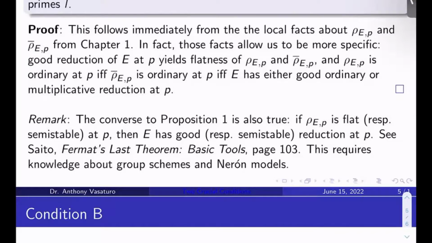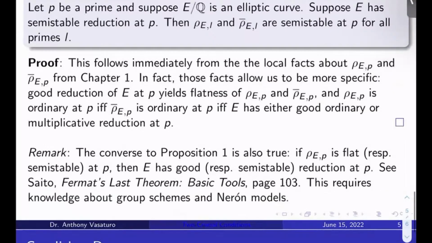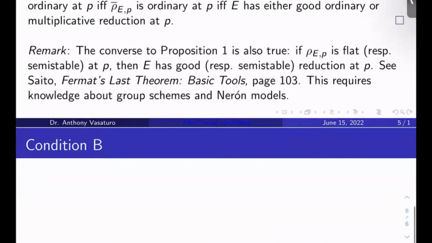Here's an interesting fact that we won't need, but it's very deep. The converse to the proposition is also true in the following sense. If rho_{E,P} is flat, respectively semi-stable at P, then E has good, respectively semi-stable reduction at P. This is a much harder fact. You can find the proof of this in Saito's first book, Fermat's Last Theorem: Basic Tools, page 103. You need to understand group schemes, finite flat group schemes, étale group schemes pretty well. You need to know your algebraic geometry pretty well, and you need to understand the basic theory of Néron models of elliptic curves, which we'll be talking about later in some, but not too much detail.